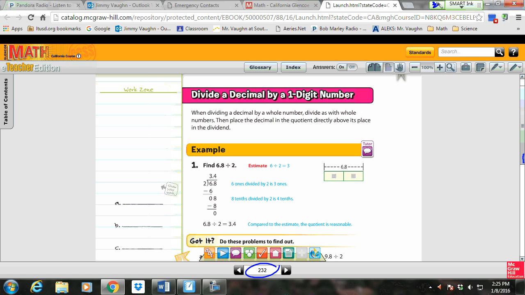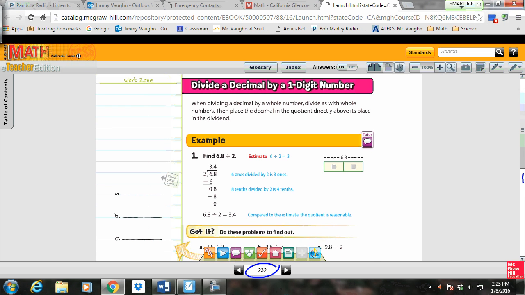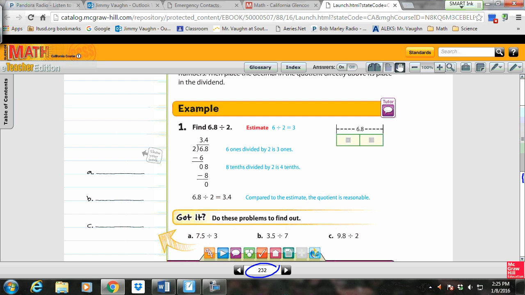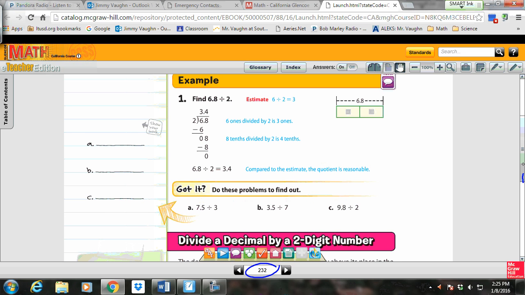So let's pull this up a little bit. I'll make it even a little bit bigger for you. So divide 6.8 by 2. So this was where the estimate part comes into it. Just like when we did it with multiplying decimals, you want to check your work. So 6.8 is close to 7, which is hard to divide by 2. So they went down to 6 divided by 2 is 3. If you know what half of 7 is, you could have done 3.5. So our answer should be somewhere close to 3, 3.5, somewhere in there.